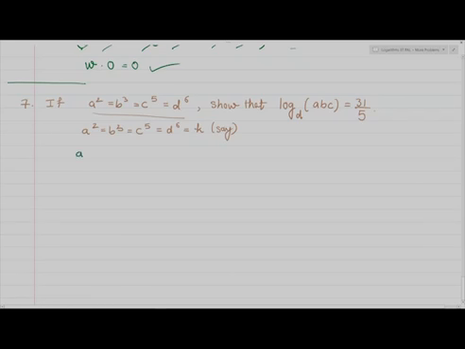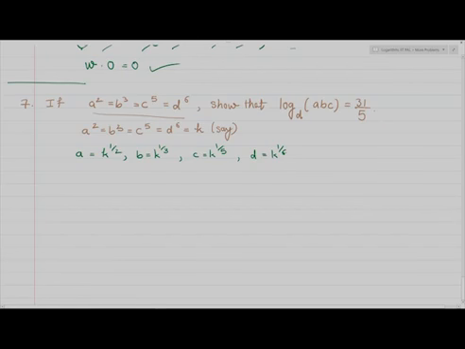So if a square is equal to k, then my a must be k raised to half. If b cube is equal to k, then my b must be k raised to 1 by 3. And if c raised to 5 is equal to k, then my c must be equal to k raised to 1 by 5, and my d must be k raised to 1 by 6.